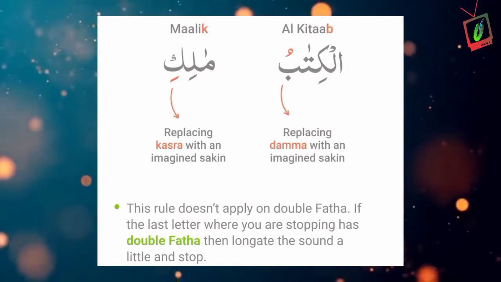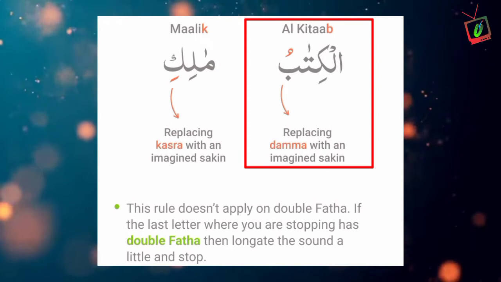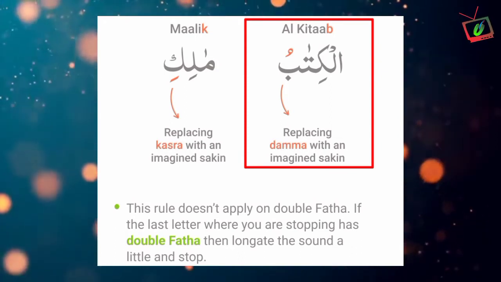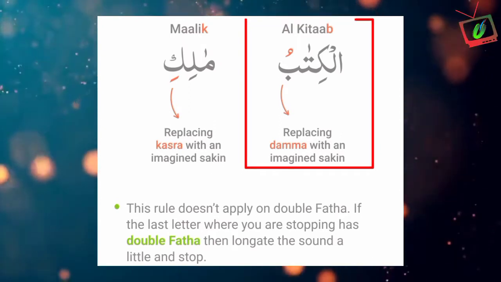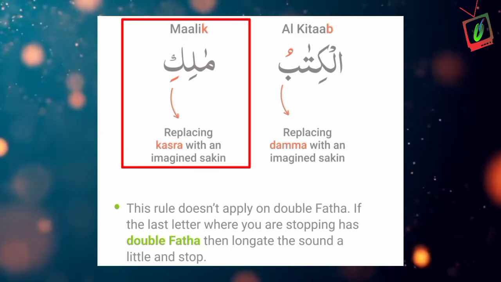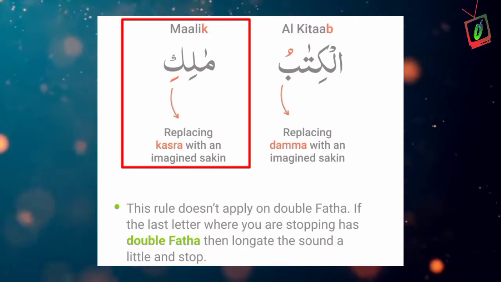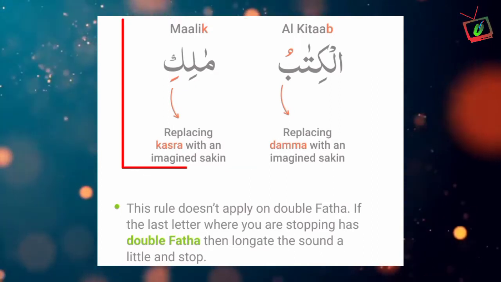Let's take a look at these two examples. Al-Kitabu. By replacing Dhamma with an imagined sakin, we have Al-Kitab. Then the second example, we have Maliki. Replacing the Kesra with an imagined sakin, we have Malik.